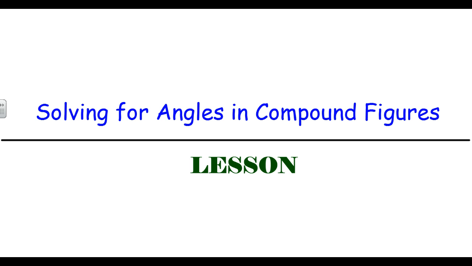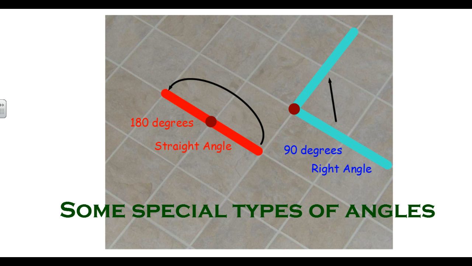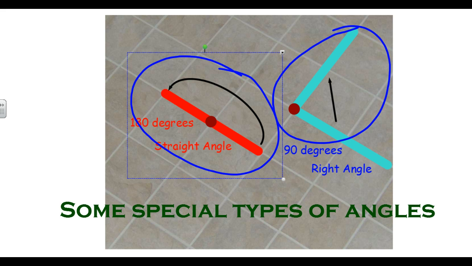But the first thing we need to do is make sure that we remember all of those special types of angles and angle pairs. We have names for lots of angles, but the special types we need to worry about when it comes to compound figures are right angles, which have a measure of 90 degrees, and straight angles, which have a measure of 180 degrees. Anytime you see a straight line that's intersected by another line, you can assume that the straight line is 180 degrees unless you're told otherwise.